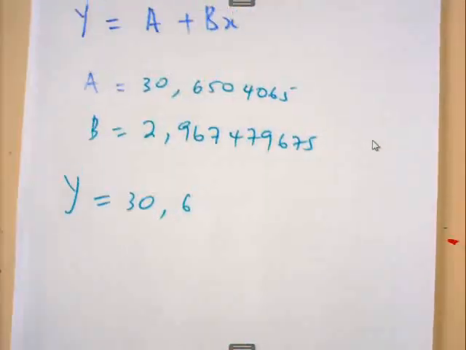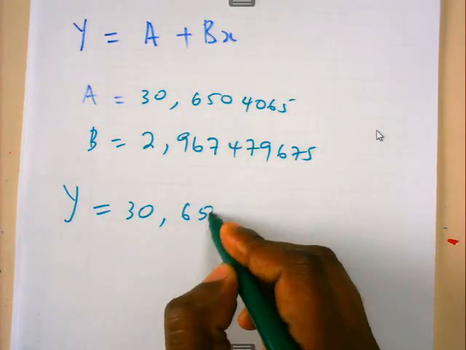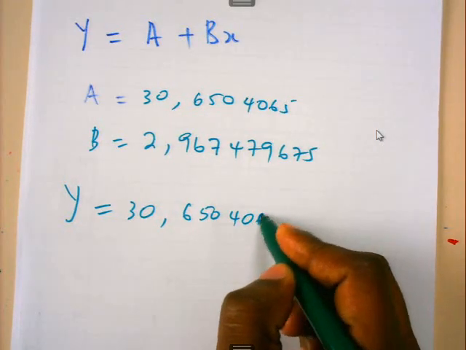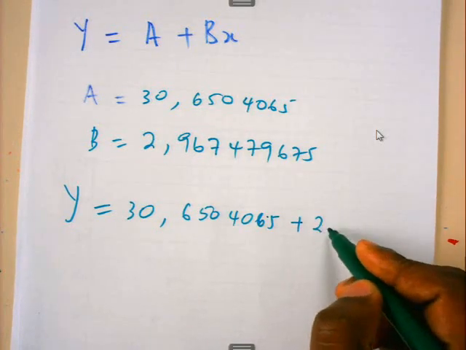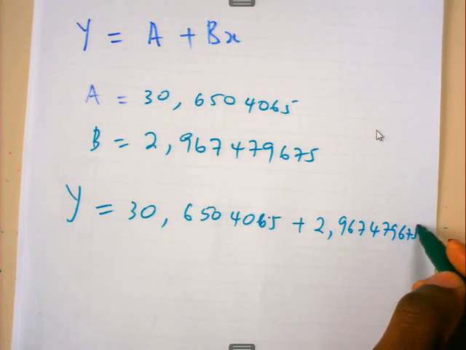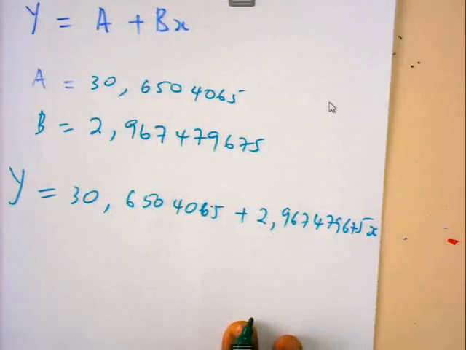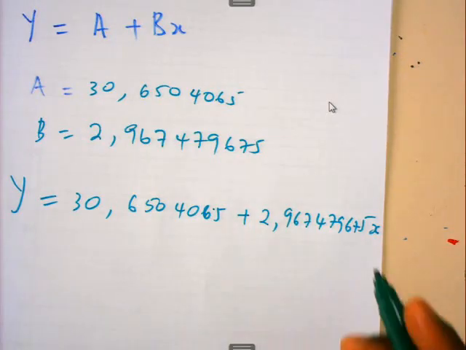The values come from the calculator. Here are the values from the calculator. I now write A is 30.6504065, plus B is 2.967479675 X. Remember, it's A plus BX. Do you see that? X, there's X there.